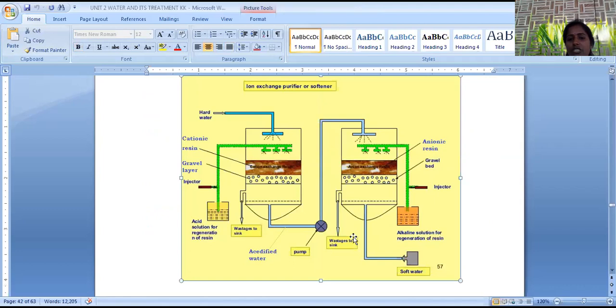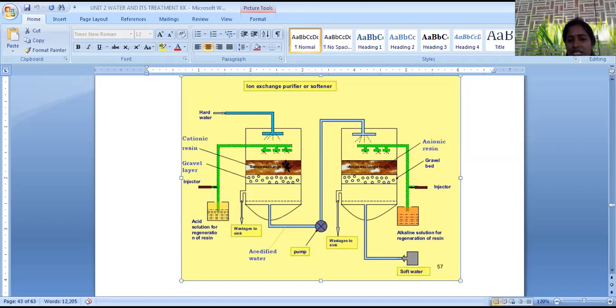Hence, it is more efficient. Here we can see the instrumentation of the ion exchange process, where hard water is allowed to enter the first chamber called the cationic chamber. This cationic chamber is made up of cross-linked polyvinyl styrene, and on the terminal side we have active functional groups like sulfonic acid and carboxylic acid.